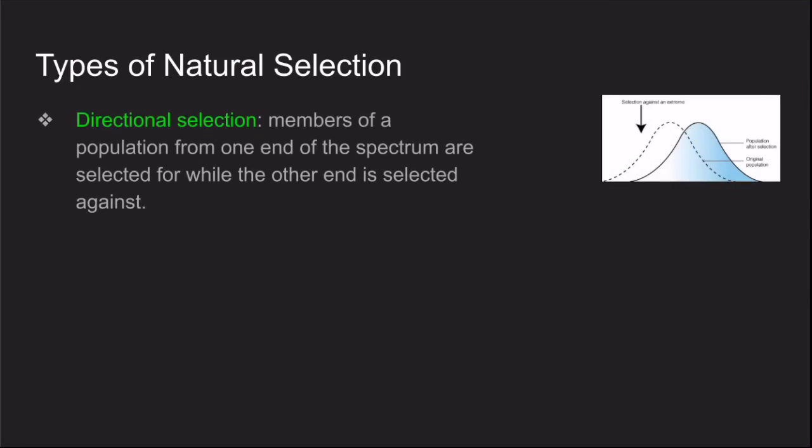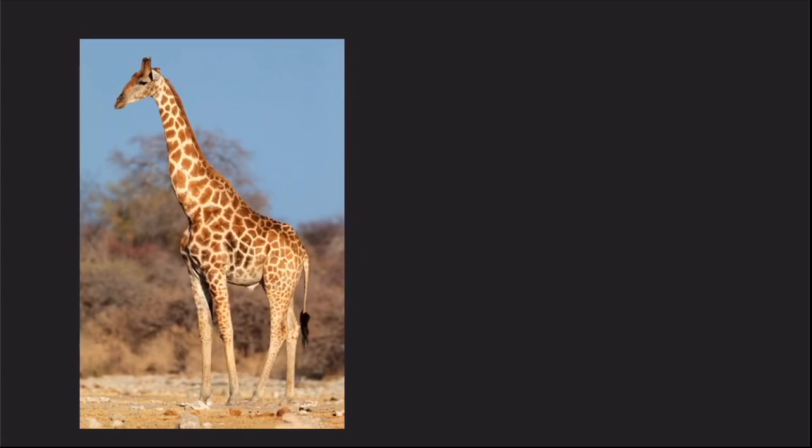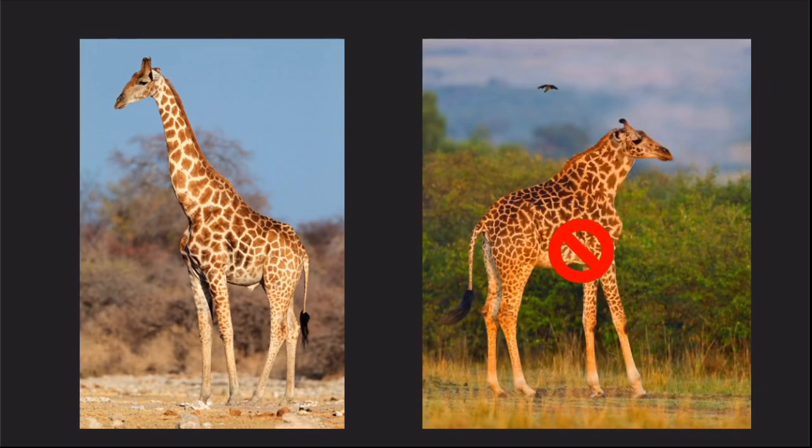There are 3 main types of natural selection. The first one is directional selection. This means that only members of a population from one end of the spectrum are selected for, while the other end is selected against. For example, giraffes evolved to have long necks because their food source was high up on the trees. Because of this, long-necked giraffes would be fit to survive, while short-necked giraffes would die off.